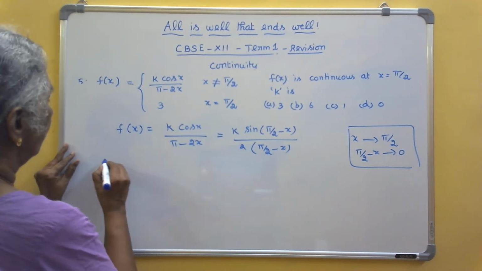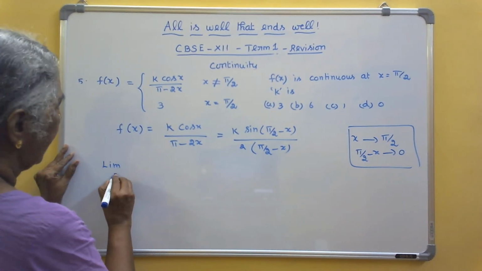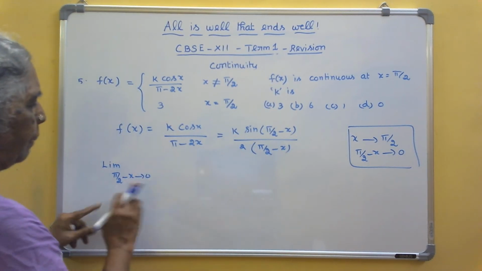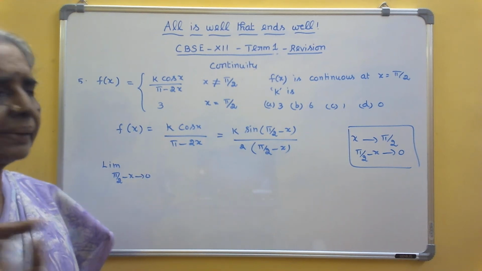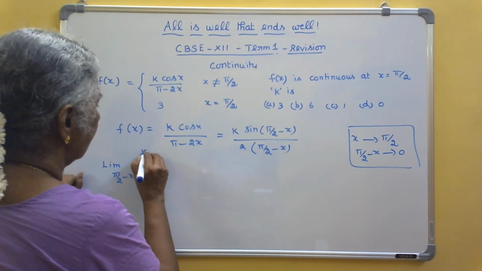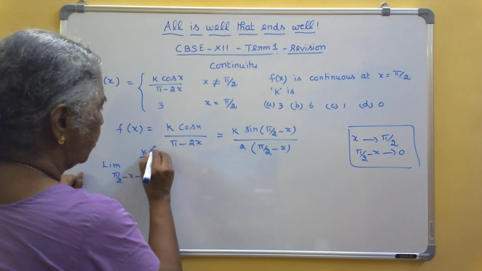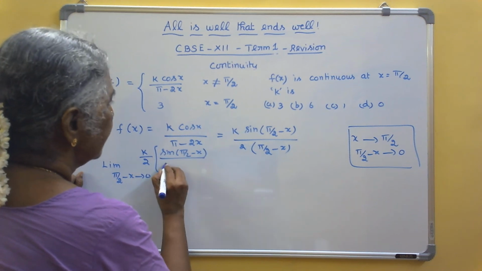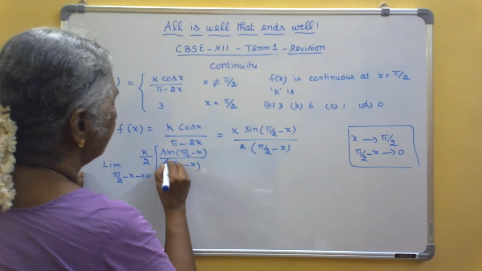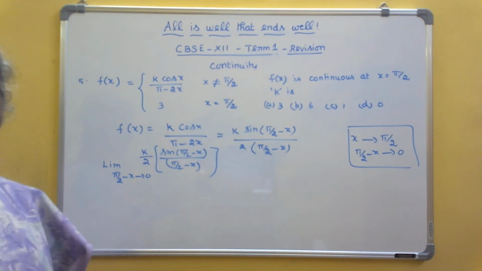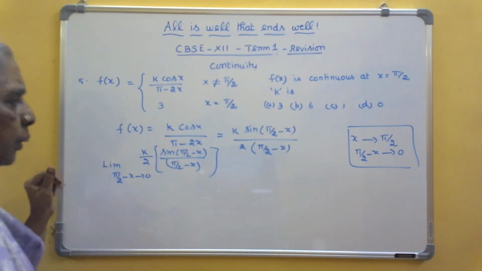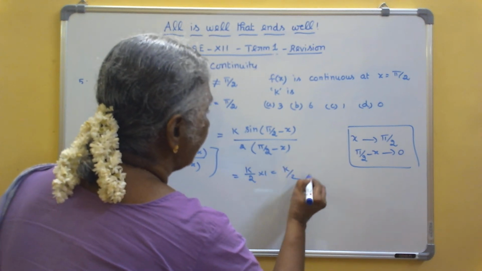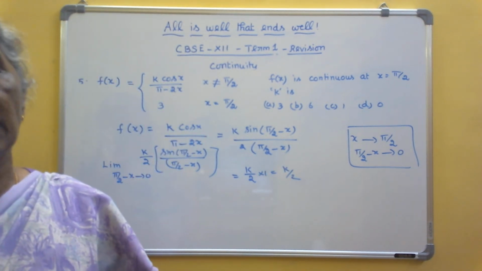So, now I am going to take limit pi by 2 minus x tends to 0, because x is tending to pi by 2. My pi by 2 minus x is tending to 0. I have here k by 2. I will put a bracket, sin pi by 2 minus x by pi by 2 minus x. You know, this will become 1 because pi by 2 minus x tends to 0. So, I get k by 2 into 1. So, that is equal to k by 2. That is my LHL as well as the RHL.